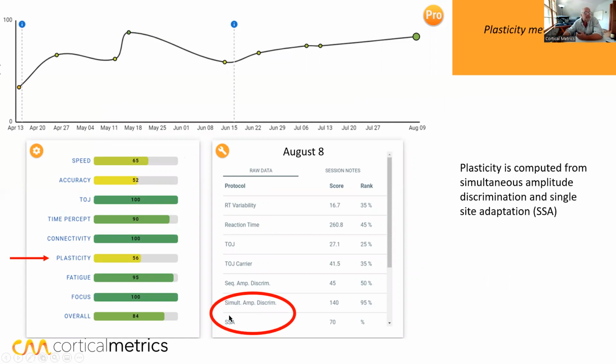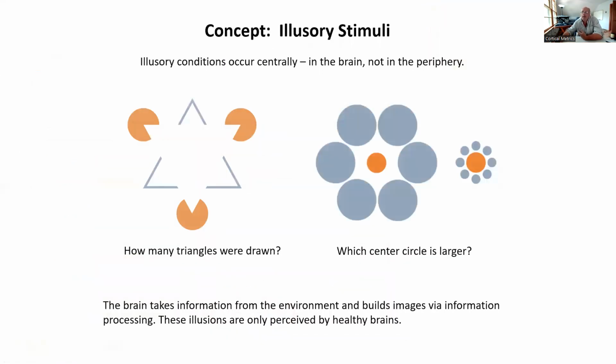But anyway, in this particular talk, we're going to talk about the plasticity metric that's derived from simultaneous amplitude discrimination and single site adaptation. This is a single site adaptation metric. That is one of the first that we developed, and it's very well published. So let's go through exactly what we mean by adaptation, and single site adaptation in particular.